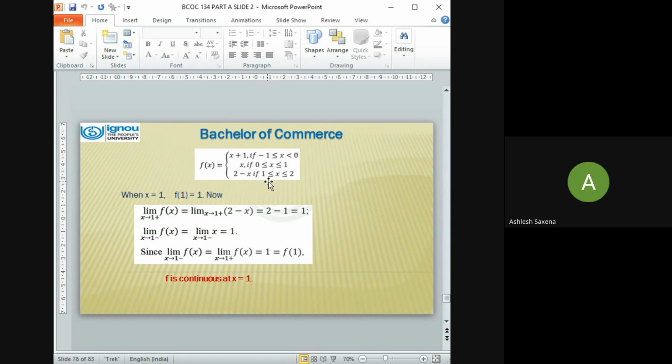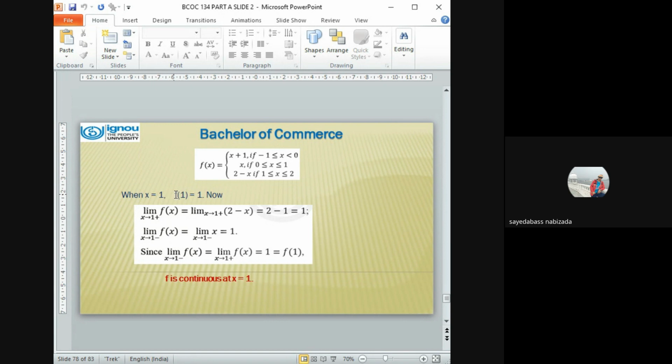f(x) is equal to x. And in the third line, you can see that 1 is less than or equal to x less than or equal to 2. That means it is on the right hand side of 1. Three parts are there. Now apply the limit x tends to 1.